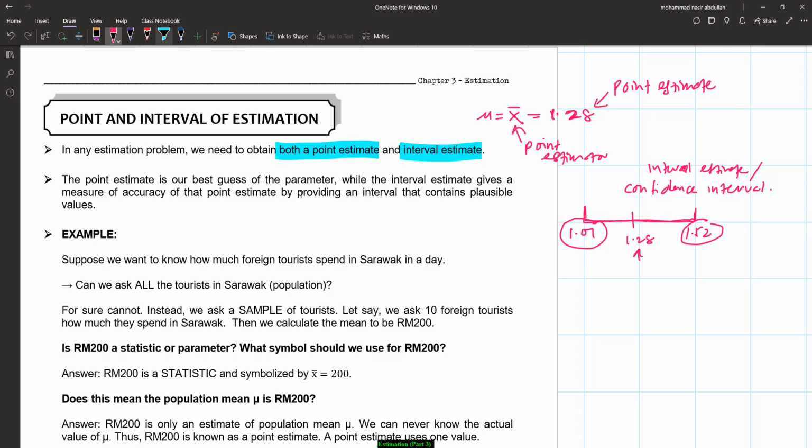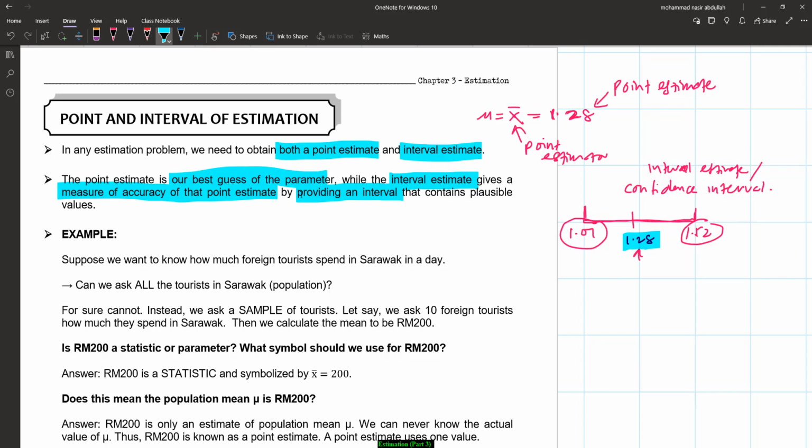So the point estimate is our best guess for our parameter, while the interval estimate gives a measure of the accuracy of that point estimate by providing an interval that contains plausible values. So our estimate will lie between 1.01 and 1.52. So now let's look at an example.